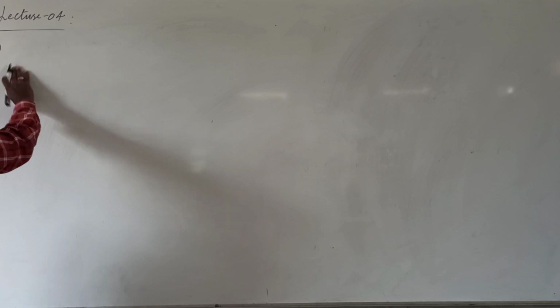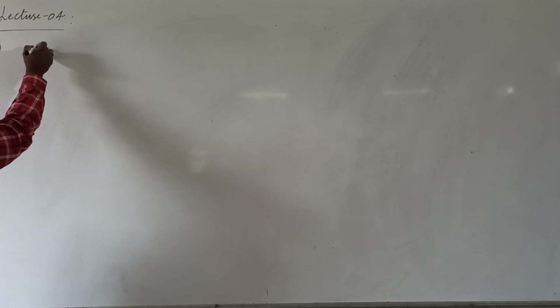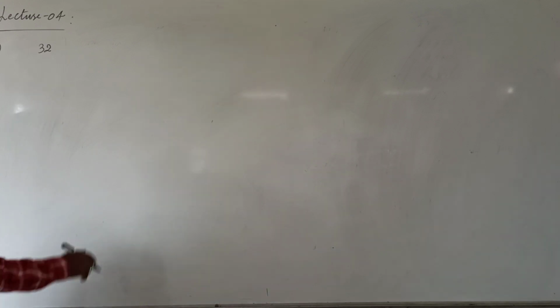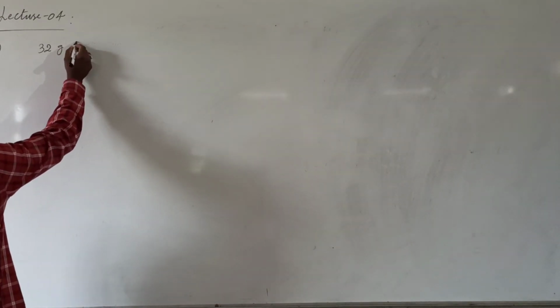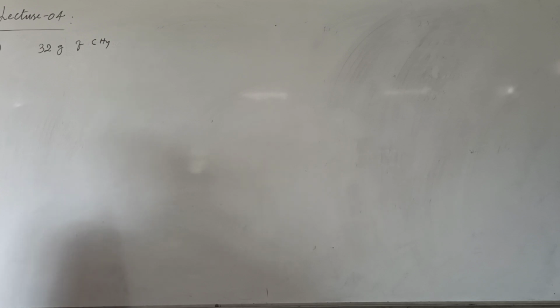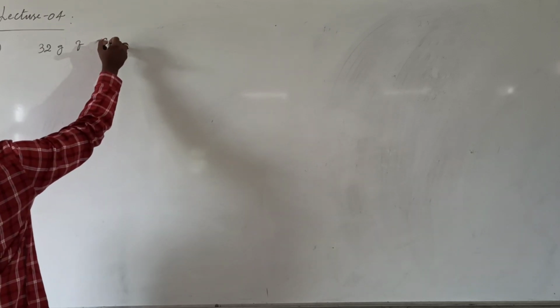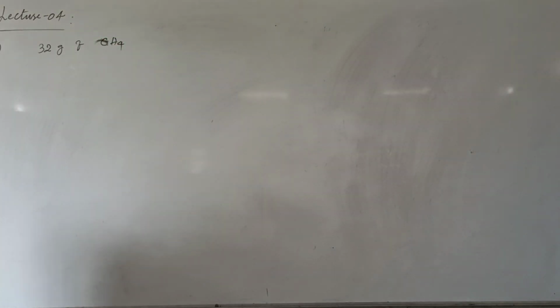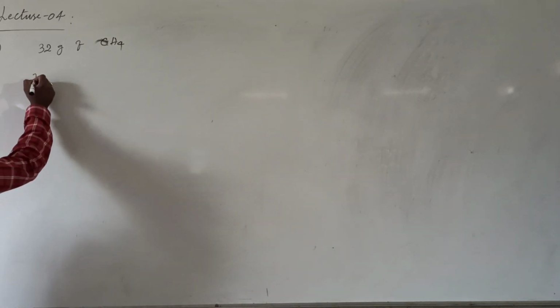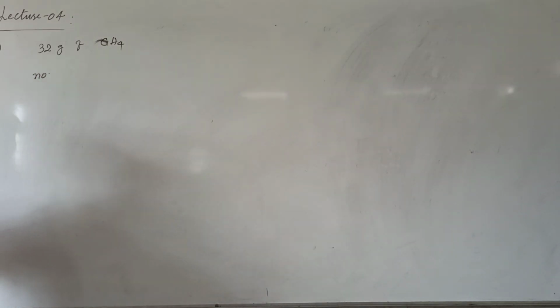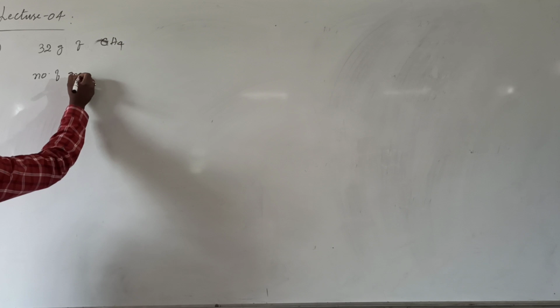Second example, let us take: calculate the number of gram molecules, number of molecules and number of atoms in 32 grams of methane. What is this? 32 grams of CH4. How to calculate the number of gram molecules? Number of gram molecules, what is the formula?